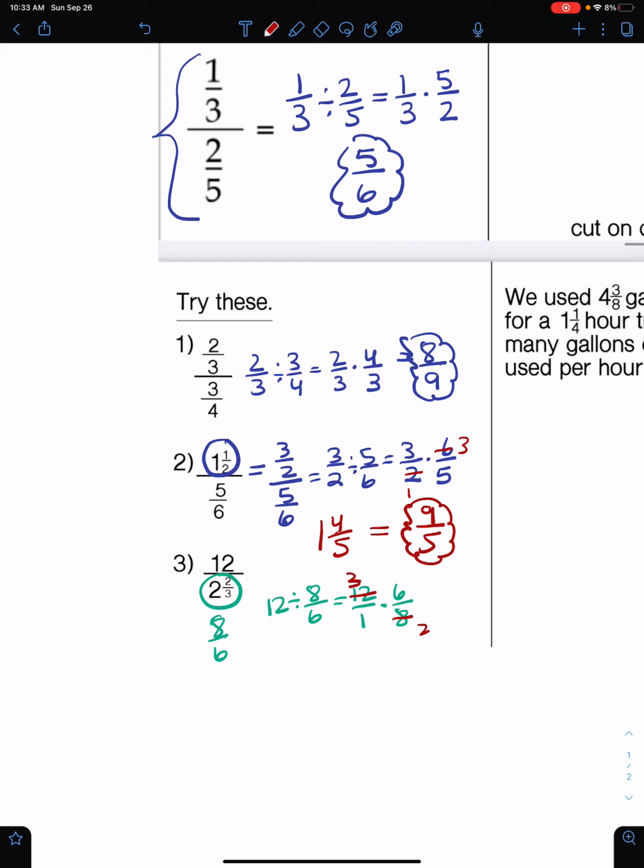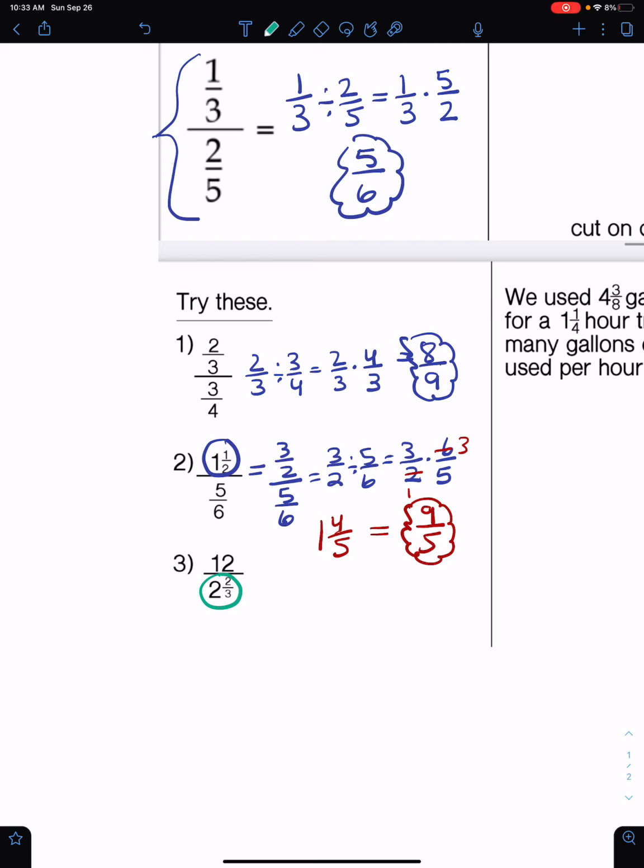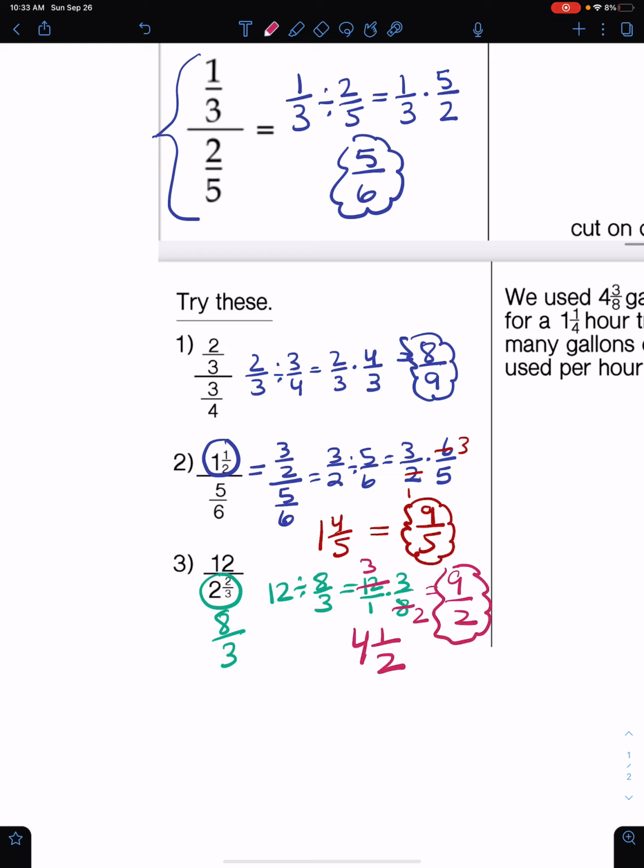Whoops. Did you guys see what I did wrong? I'm erasing it and going back and fixing it because I don't want to start over. All right, so I changed that into an improper fraction incorrectly. 2 times 3 is 6 plus 2 is 8, but then for some reason I put it over a 6 instead of a 3. So I have 12 divided by 8/3, which is 12 over 1 times 3/8. And now I can go back and do my cross-canceling. 4 goes in 3 times and 2 times to give me 9/2. I'm going to leave my answer like this. If you want to make it 4.5, that's definitely not wrong.